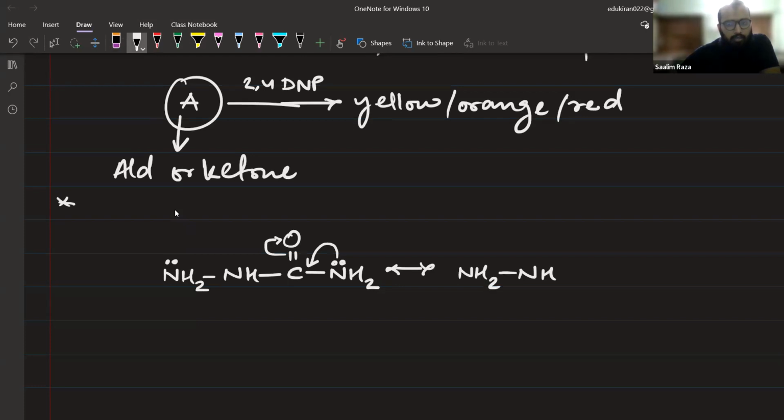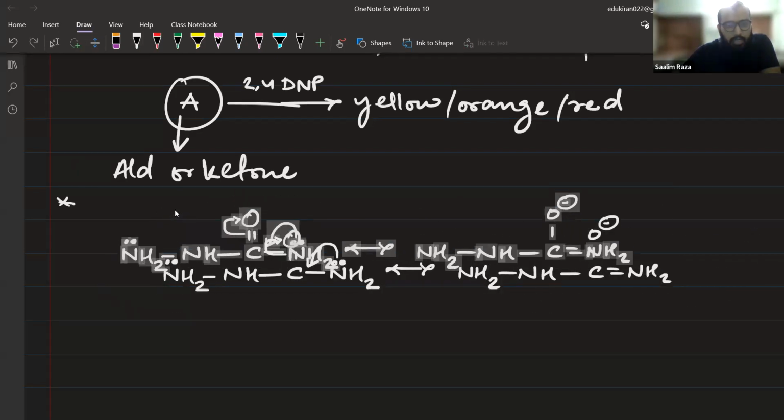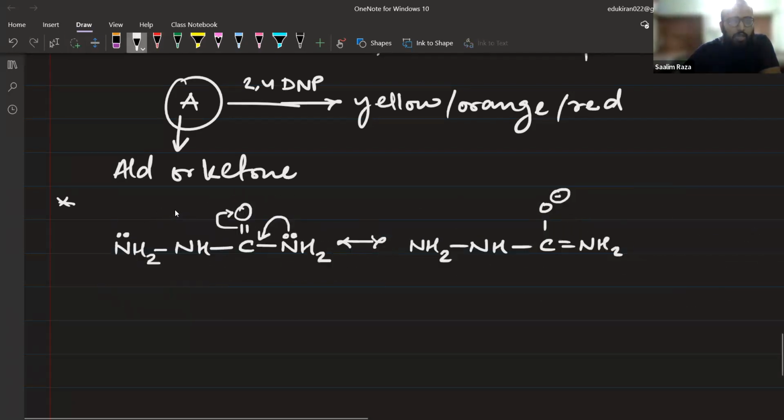NH2 single bond NH, single bond carbon. Here you will have O negative and then double bond NH2. अब इस नाइट्रोजन के पास तो लोन पेयर है ही नहीं. Lone pair is in resonance, so lone pair is delocalized. That is why it cannot attack on the carbonyl carbon. ठीक है? So they will ask you why only one NH2 group is able to attack.